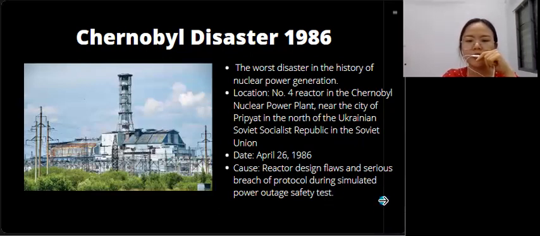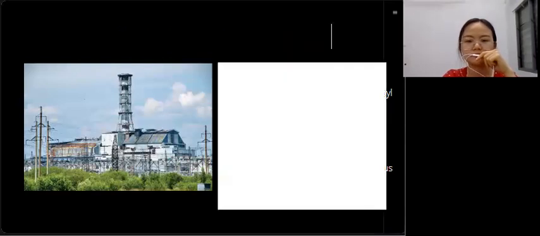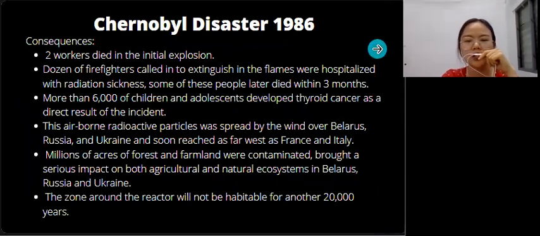It was caused by reactor design faults and serious breach of protocol during simulated power outage safety tests. It caused the following serious consequences. First, two workers died in the initial explosion. Dozens of firefighters called in to extinguish the flames were hospitalized with radiation sickness. Some of these people later died within 3 months.